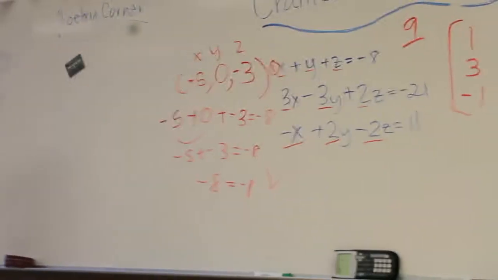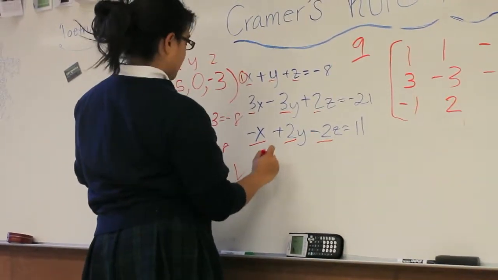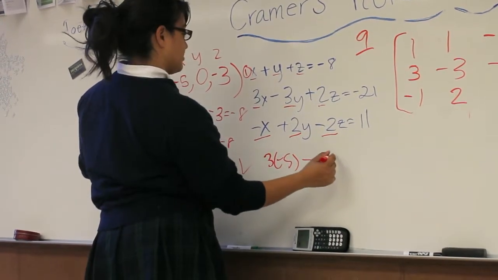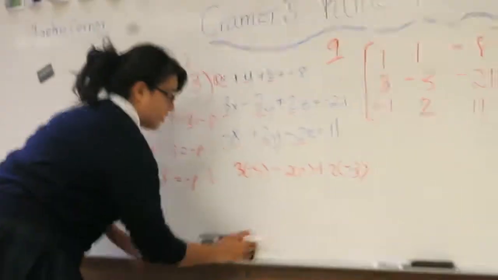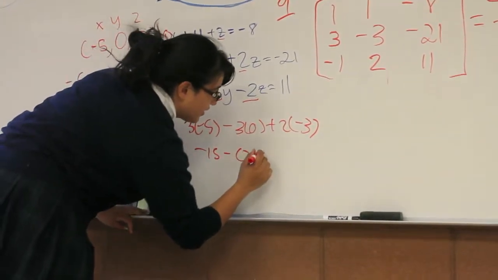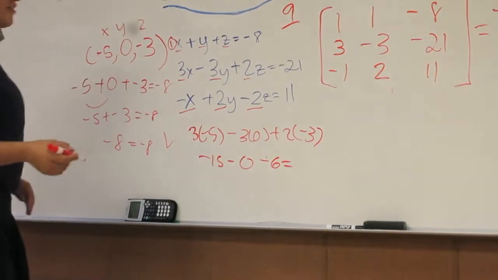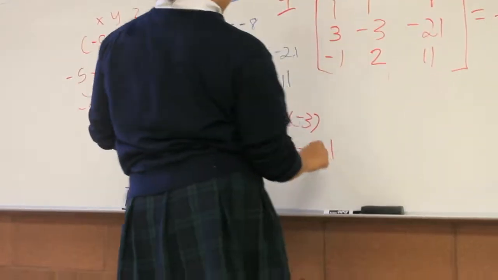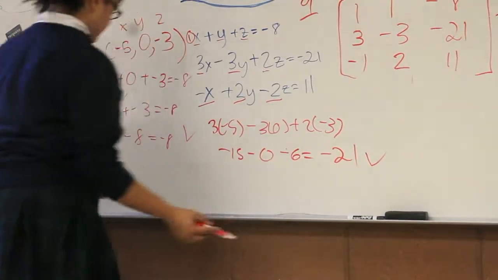If you also want to keep checking to make sure your answer is right, we'll go along with that too. 3 times -5 minus 3 times 0 plus 2 times -3. You get -15 minus 0, which will still give us our answer, which is -21.